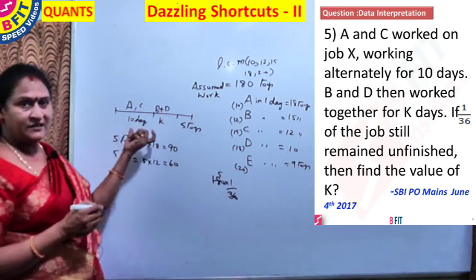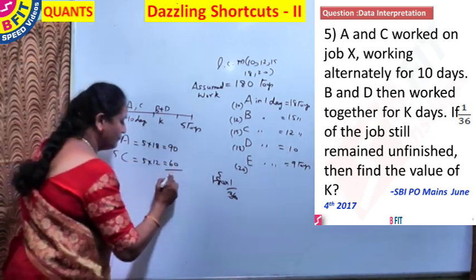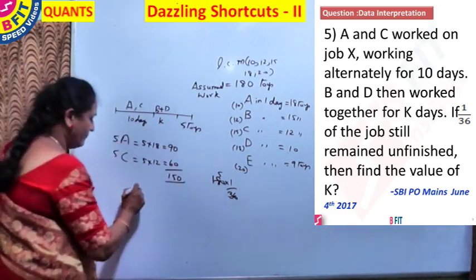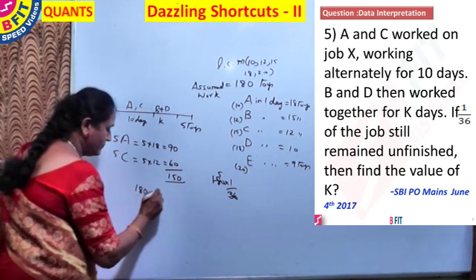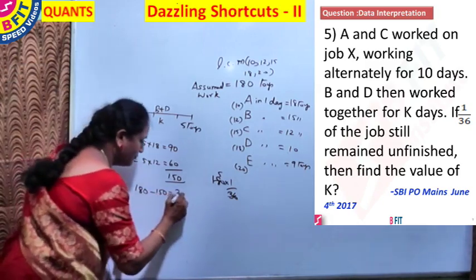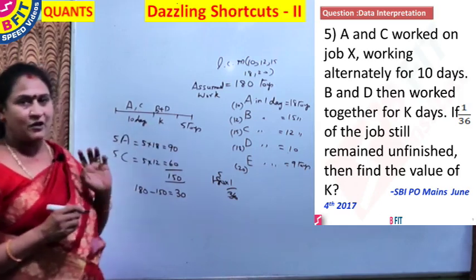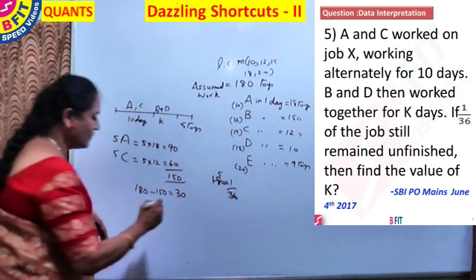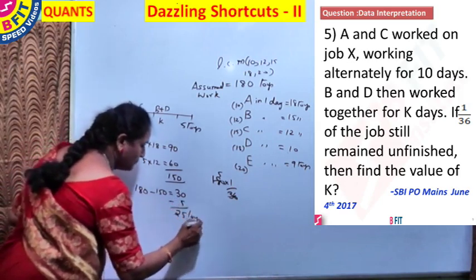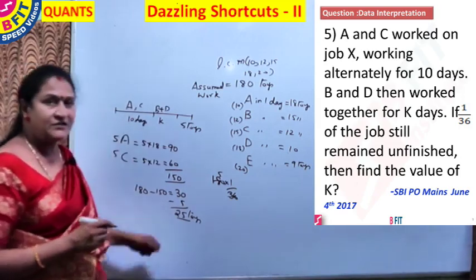So in these 10 days, we have A's 5 days of work and C's 5 days of work; in total they have made 150 toys. So out of this 180, 150 is done by A and C, so the remaining is 30. In this 30, B and D worked for K days, and still 5 toys remain. So I'll subtract this 5 also, and we get 25 toys. So B and D have worked for K days and they have done these 25 toys.